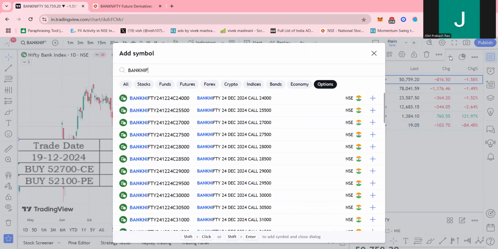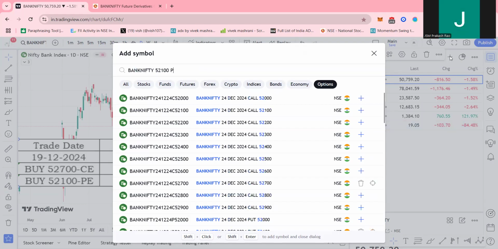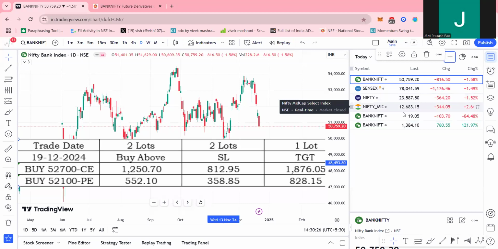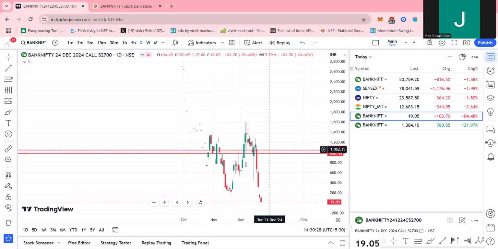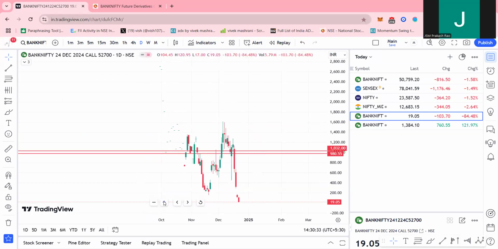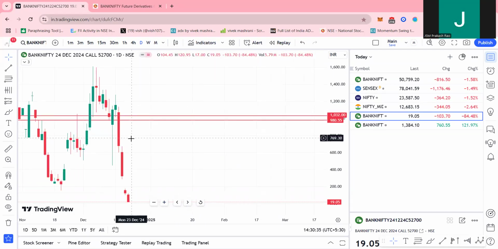Bank Nifty 52,100 put December. So I have added it here. So this is the call side. On 19 December, the high made itself was 172. You can see on the top, right? 19 December, the high. Can you all see? High made is 172.